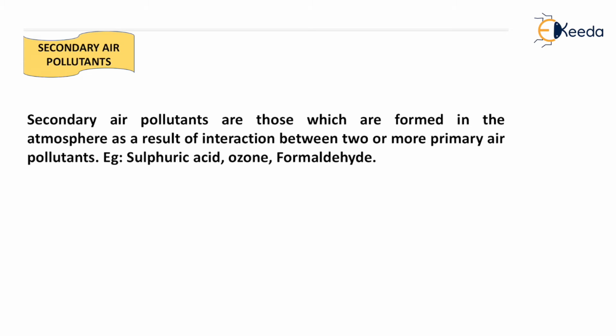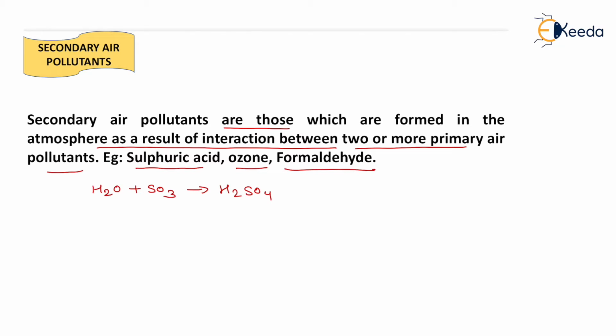Now what are secondary air pollutants? Secondary air pollutants are those which are formed in the atmosphere as a result of interaction between two or more primary air pollutants. Now we will see how secondary air pollutants are produced. Suppose in the atmosphere there is water, that is H2O, and SO3 is also present. Now what will they form? They will generally form H2SO4, which is a very strong acid known as sulfuric acid. So examples of secondary air pollutants are sulfuric acid, ozone, formaldehyde, etc.